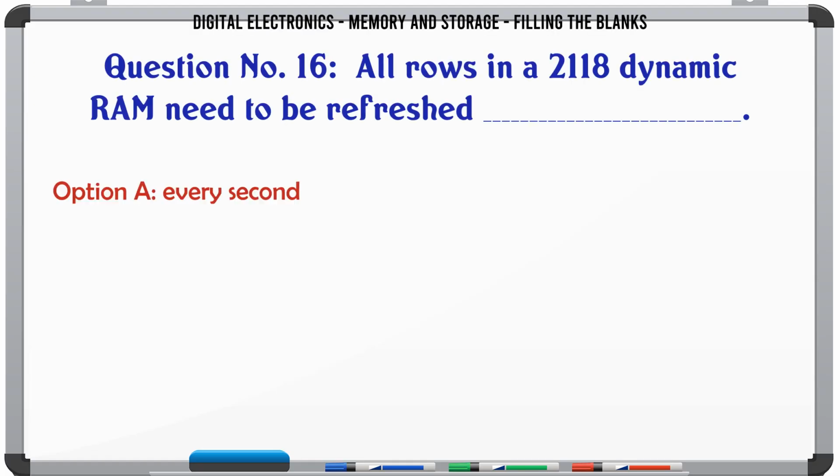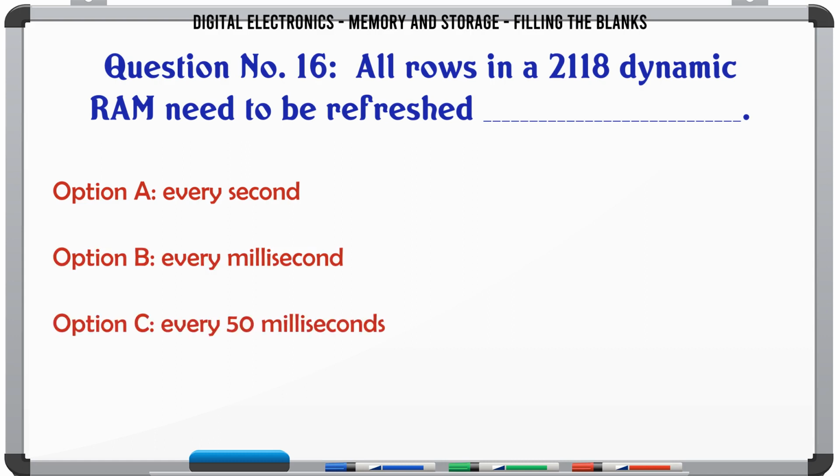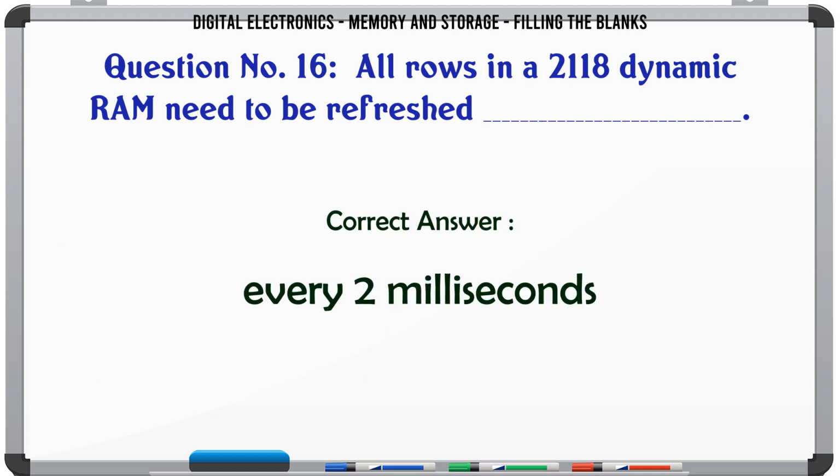All rows in a 2118 dynamic RAM need to be refreshed A. Every second. B. Every millisecond. C. Every 50 milliseconds. D. Every 2 milliseconds. The correct answer is every 2 milliseconds.